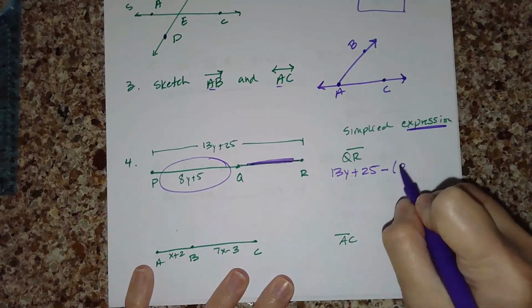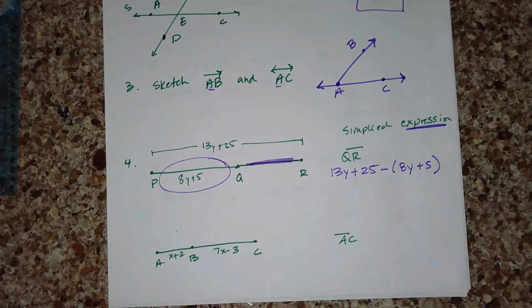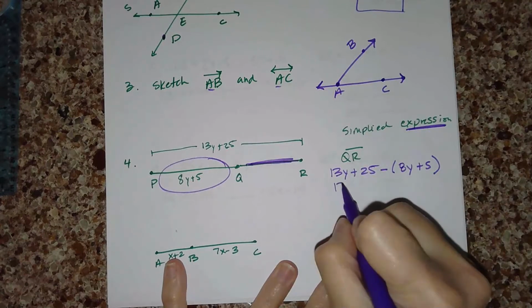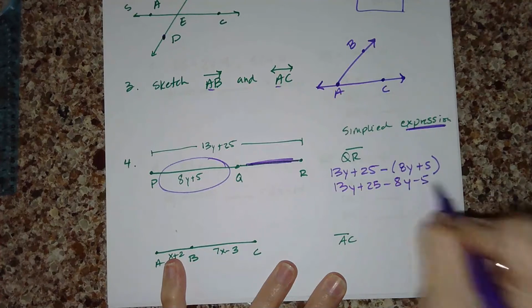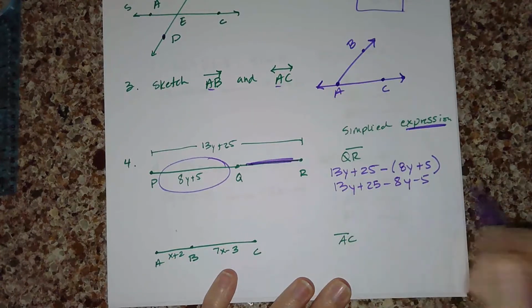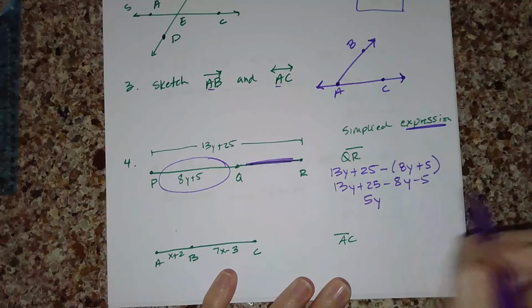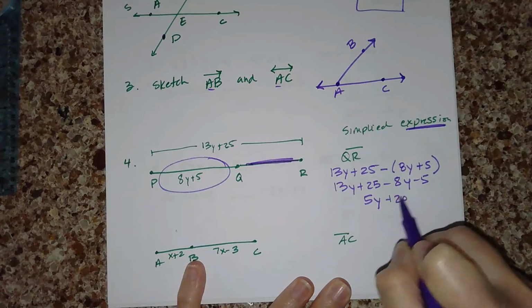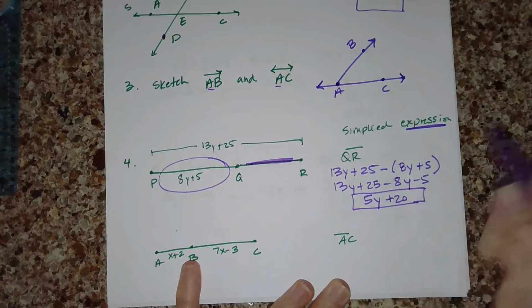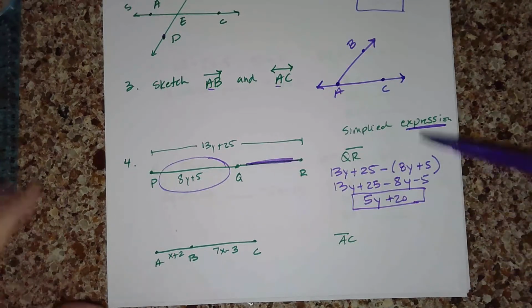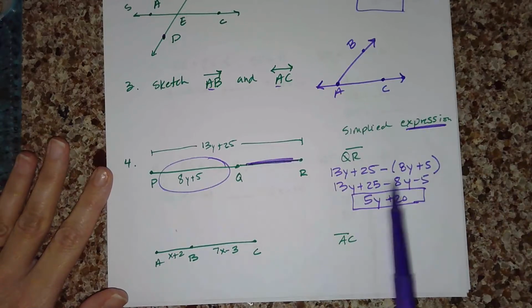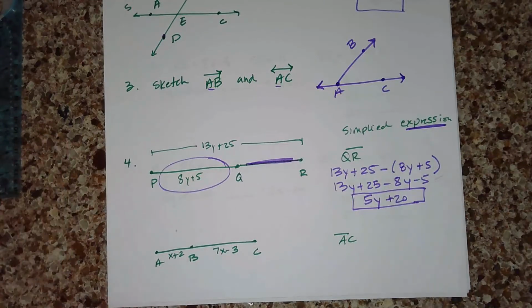Now be careful here. You have to use the distributive property. We're subtracting all of 8y plus 5, so you have to put that in parentheses and then distribute. I'm going to distribute the negative throughout, and then combine like terms. 13y minus 8y is 5y, and 25 minus 5 is 20. This would be your final answer for the expression for segment QR. Again, make sure that when you are subtracting, you're putting that whole thing in parentheses.